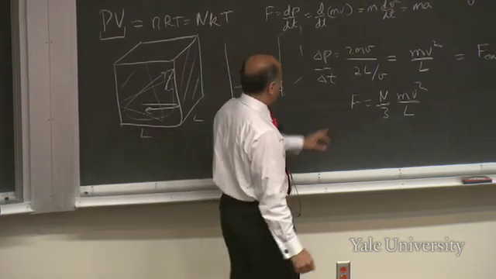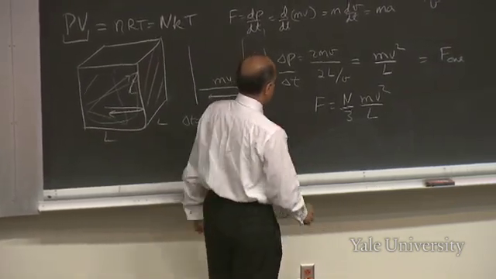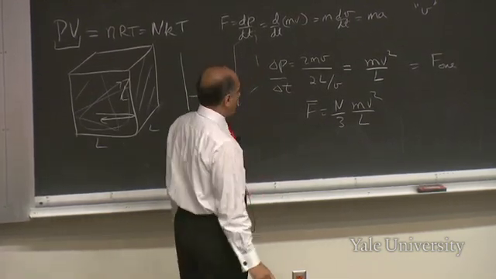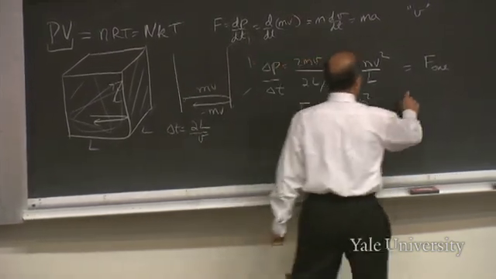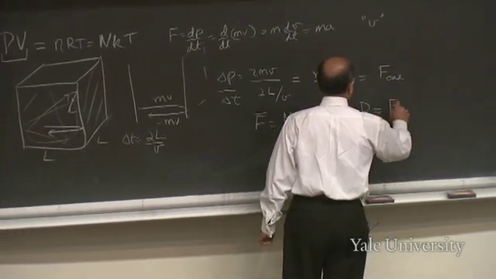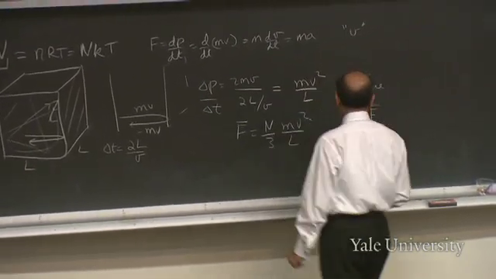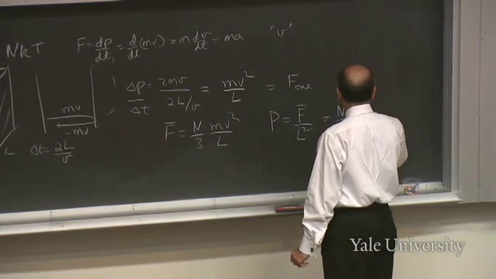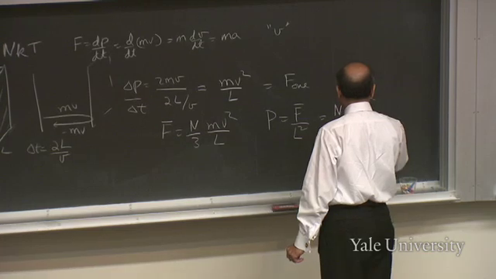Well, we're almost done. That's the average force. If you want, I can denote average by some F bar. Then what about the average pressure? The average pressure is the average force divided by the area of that face, F over L squared. That gives me n over 3 mv squared over L cubed.